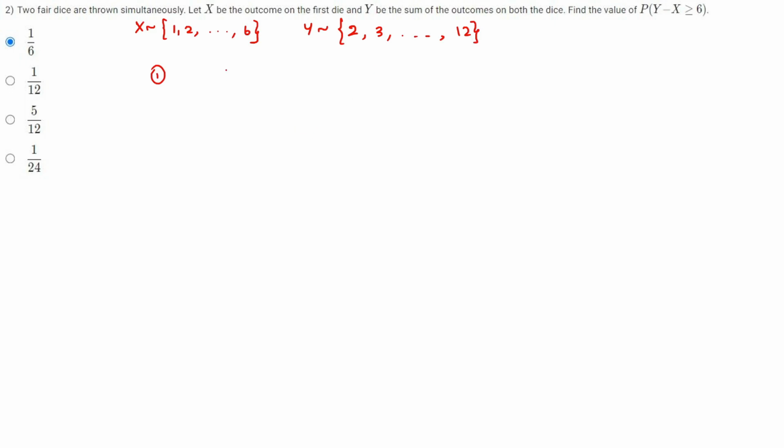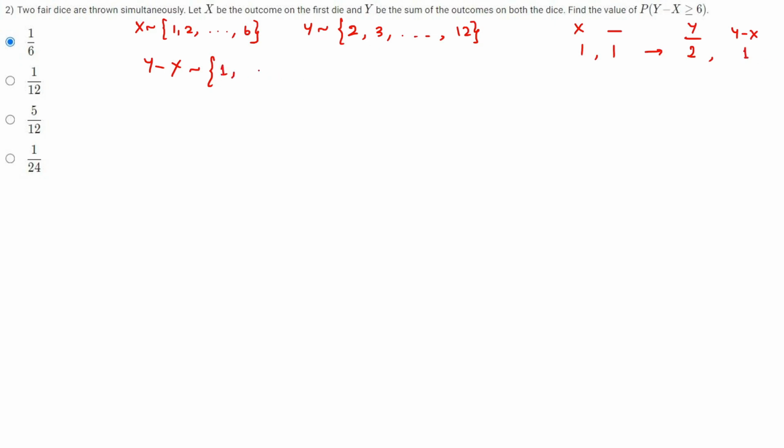Okay, now what about y minus x? What is the range of this? Can we get 2 minus 1? Yes, for the outcome 1 comma 1, we get the sum as 2. Here x is the first trial, and y is the sum of the two trials. So y minus x is 1. So we can get 1 here.